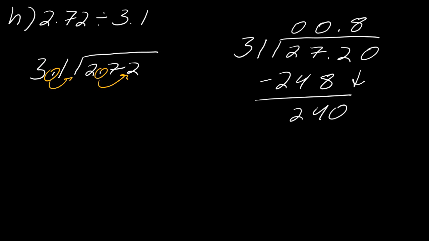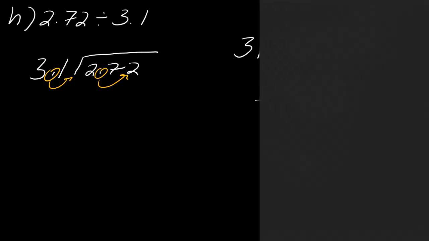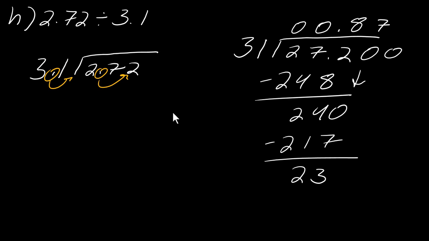And so now how many times does 31 go into 240? Well, this would be 7 times. So 7 times 31 is going to be 217. And so then what is 240 minus 217? Well, that comes out to 23. And so then we can add in another 0. Oops, sorry about that. Had a computer issue.